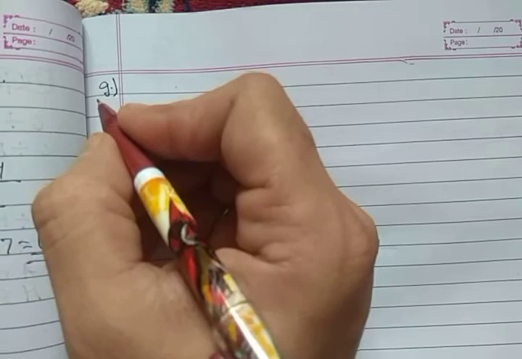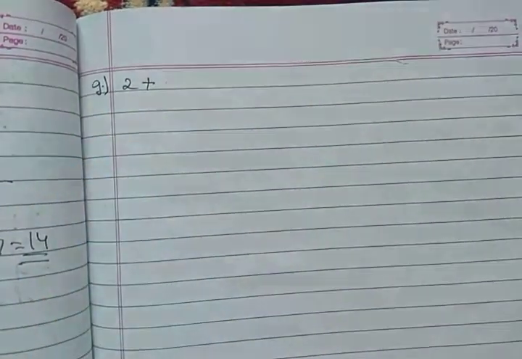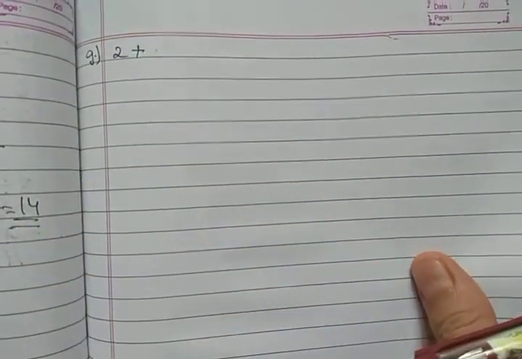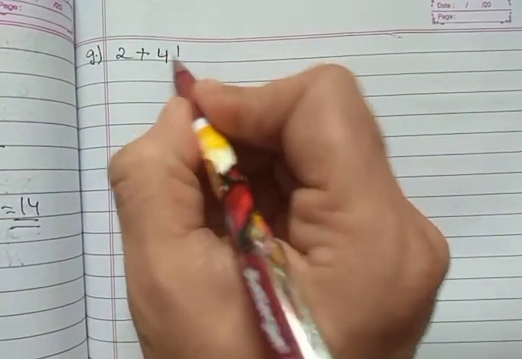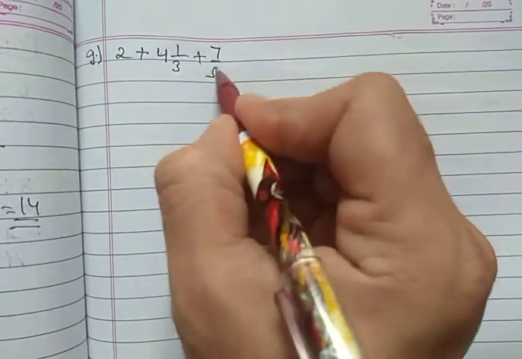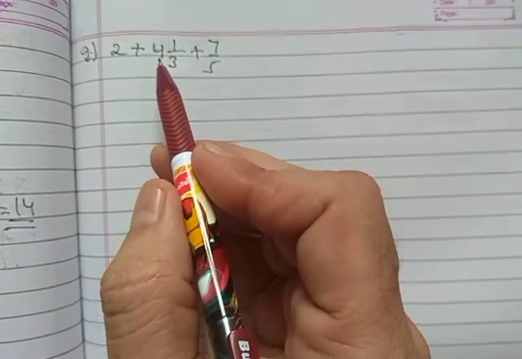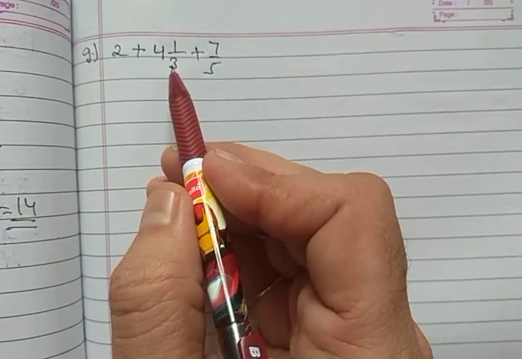Now we will take one more question in which I will take G part. Here the question is in the mixed form. 2 plus 4 and 1 upon 3 plus 7 upon 5. So our first step is to convert this mixed number into an improper fraction.